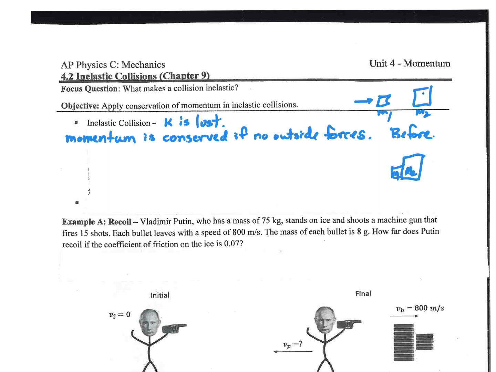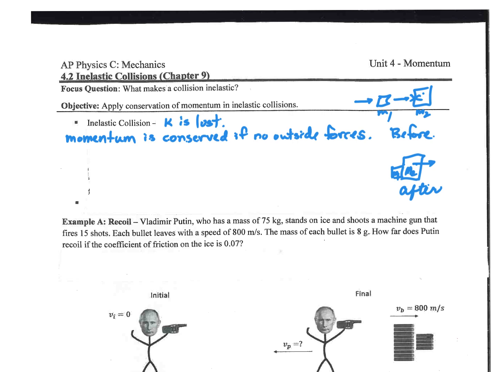So what happens when something collides with something else? In other words, M1 is going to come in, hit this guy, and they're going to travel together afterwards, albeit probably slower than M1 was moving. But that makes sense, doesn't it? There's going to be more mass.